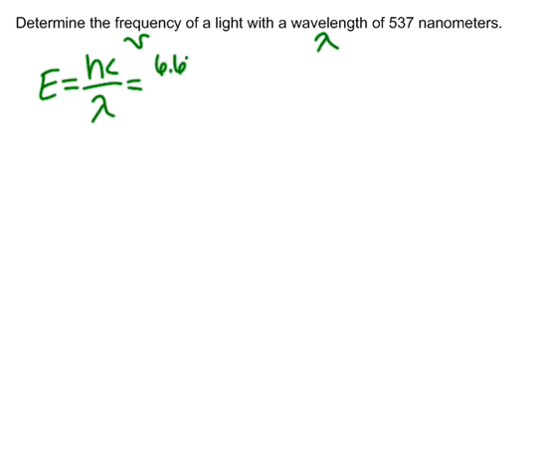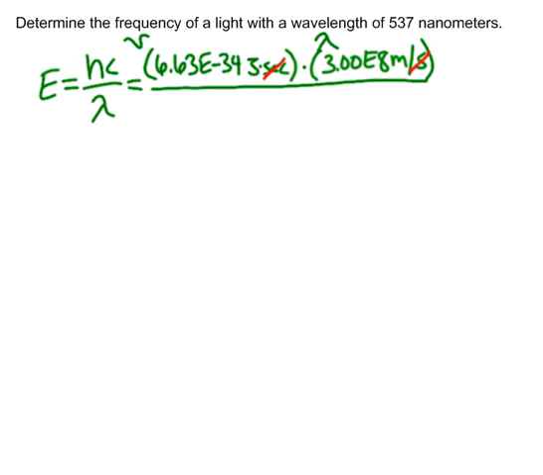So I'm going to go 6.63 times 10 to the negative 34 joule seconds. I'm going to multiply that whole number right there by 3.00 times 10 to the 8 meters per second. Okay, so right then and there, I can cancel out my seconds. And I'm going to divide that by 537 nanometers. Well, if I did that, then that unit right there and that unit right there can't cancel out. So I cannot use 537. I need to convert it to meters.